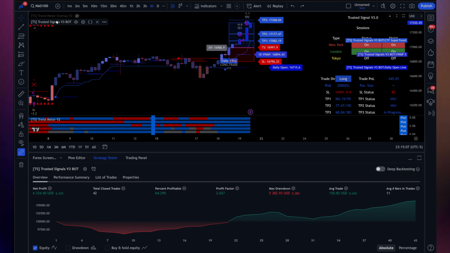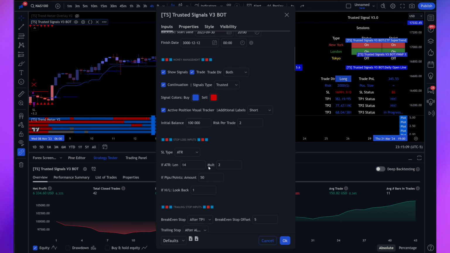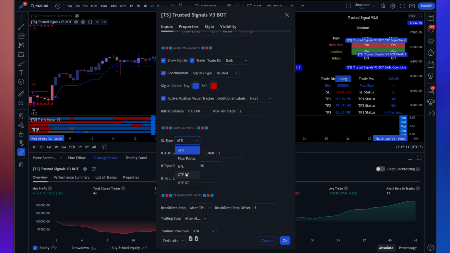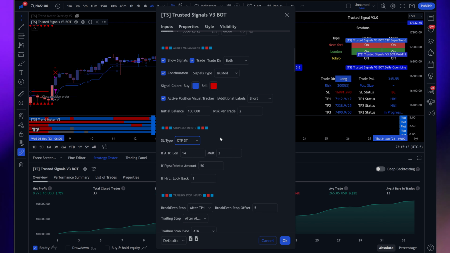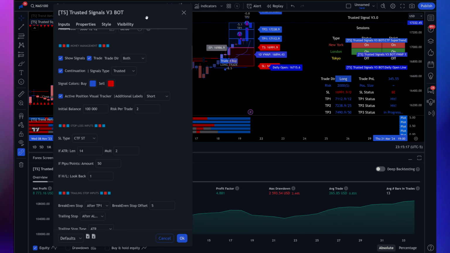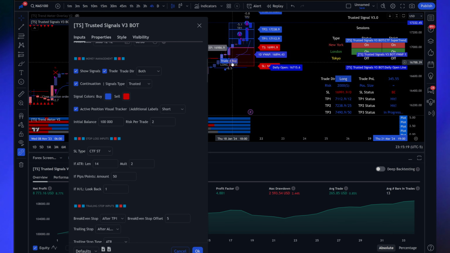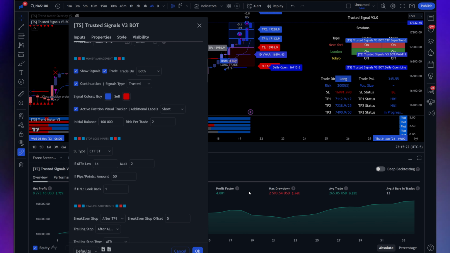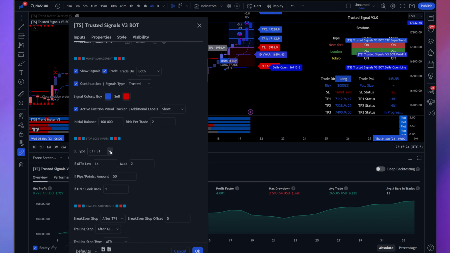Because, for example, if we go back to what our previous stop loss was, which was the custom time frame super trend, you notice right there, stop loss inputs are going to give us different trades and different exit points. So therefore, we're taking more trades or fewer trades, depending on your stop loss type.